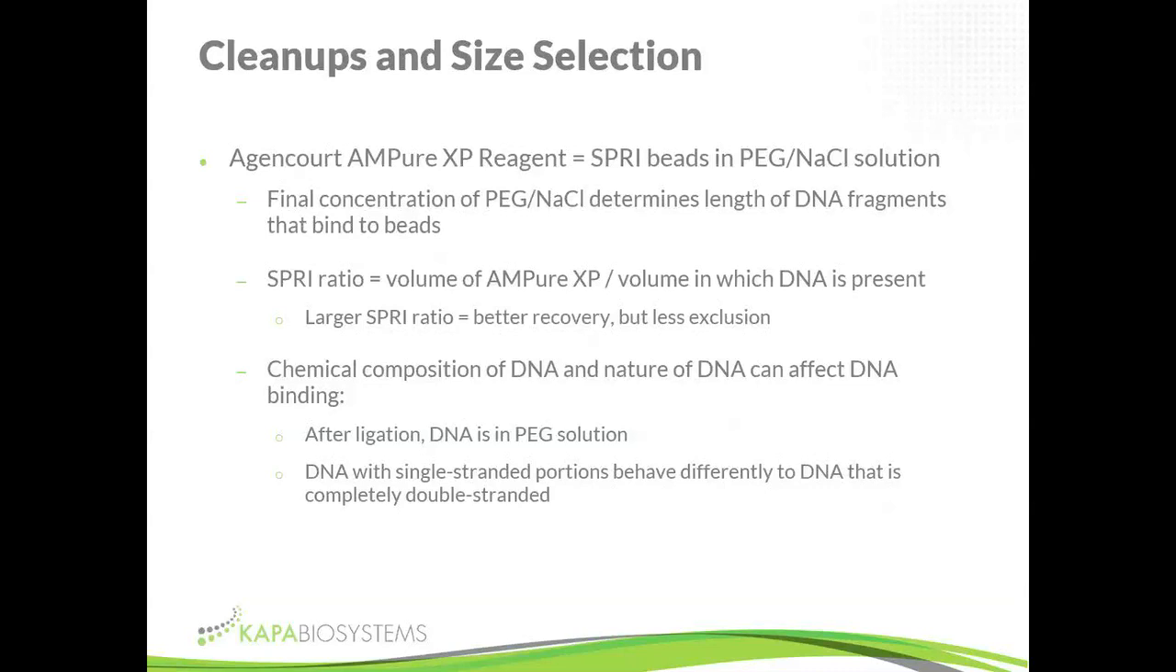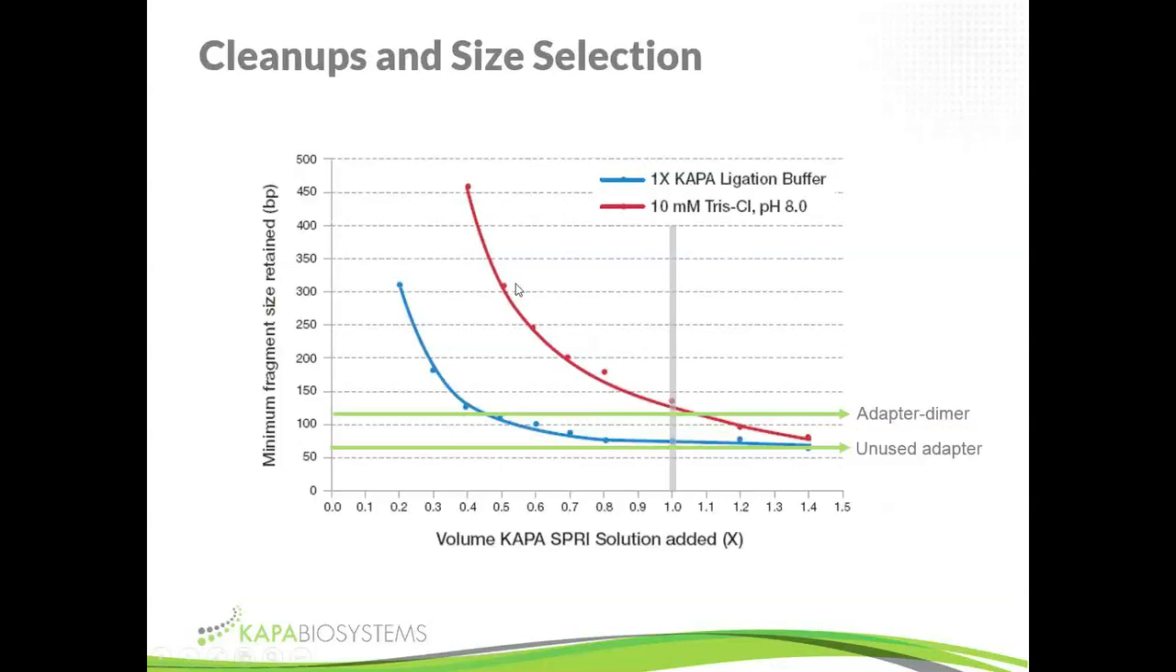And so this is the graph that I wanted to show you. What we have here is the volume of SPRI, so the ratio of the SPRI versus the DNA. A 1x ratio would mean adding 50 microliters of AMPure reagent to 50 microliters of DNA. And this is the minimum fragment size that's retained. First we look at this red curve, which is when DNA is in Tris buffer or in water. This would be, for instance, if you were to do a size selection right after your fragmentation reaction, when your DNA would be in water or a low-TE buffer or something like that.